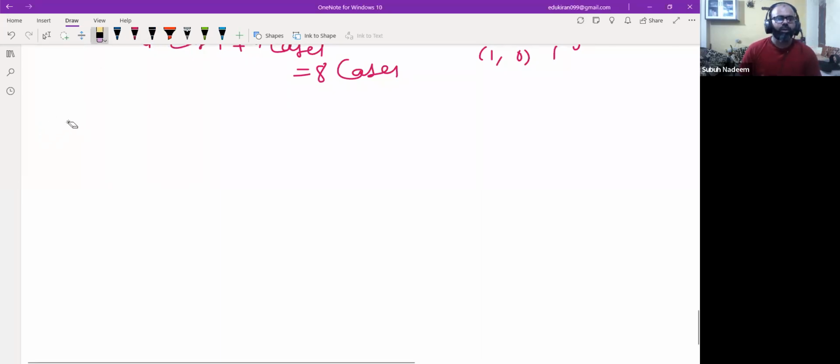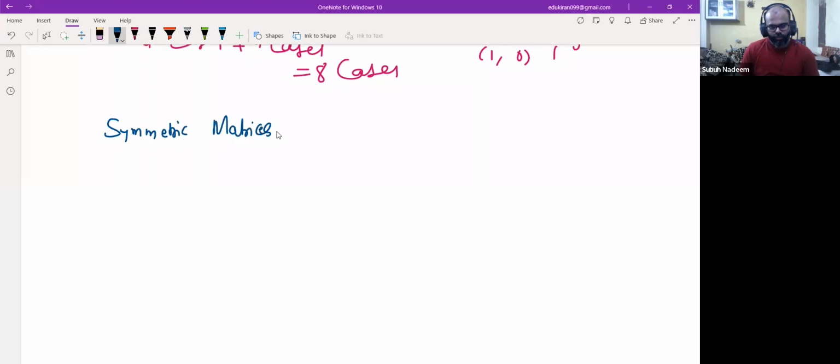Okay, before coming to any question, I'll just remind you about symmetric and skew symmetric matrices. What were symmetric matrices and skew symmetric matrices?